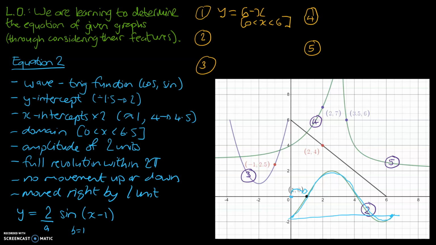And it doesn't look like there's any movement up or down, so that d value would be 0. So it looks like we've got the equation of this trig graph. And don't forget our domain, we do need to put that in as well. And it looked like that was capped at 6.5. So let's write that in on a list. So 2 sine x minus 1 with a domain between 6 and 6.5 with respect to the x values.